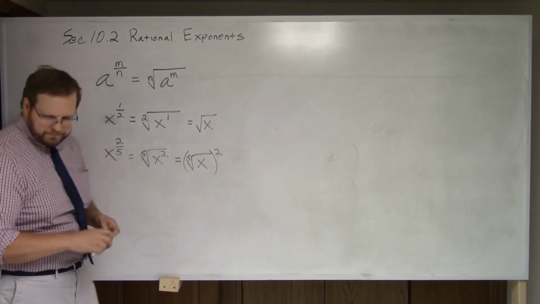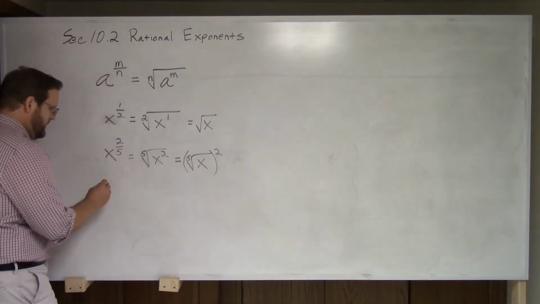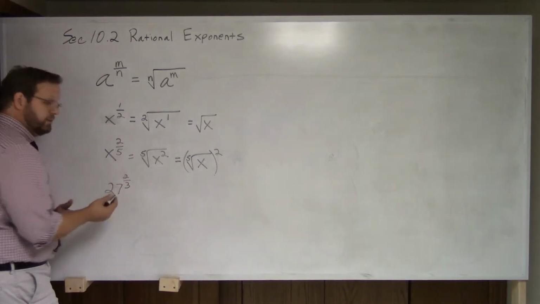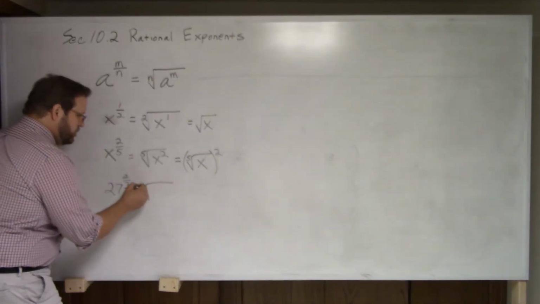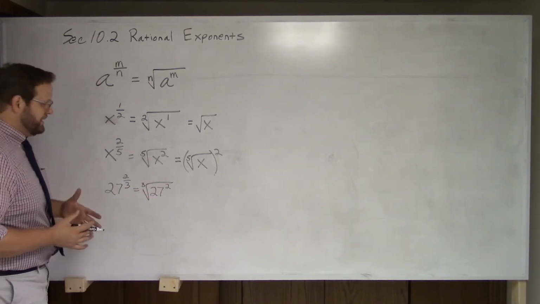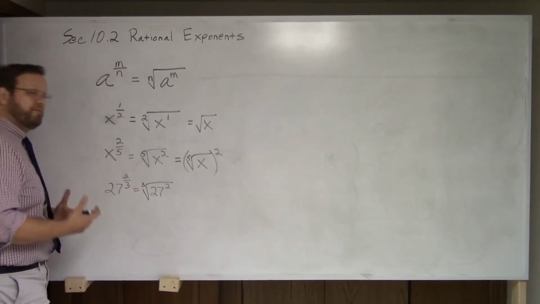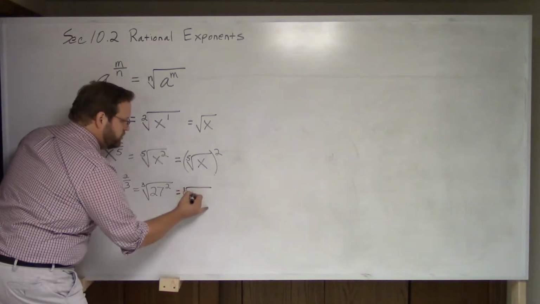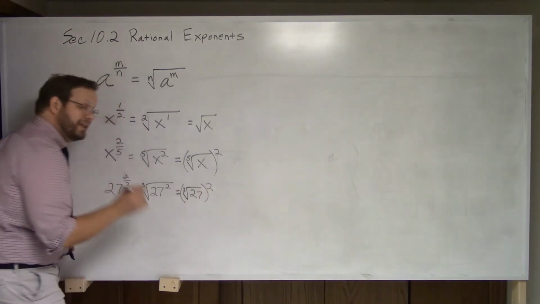Okay? How about something like this? Let's say we have 27 to the 2/3. Let me show you that. So if we were to translate that, we would write the cube root of 27 squared. Now here's the problem with that. If you want to carry that out, you have to square 27, get a big number, and then find the cube root. Instead, write it like this. Cube root of 27 squared. That's a different story.